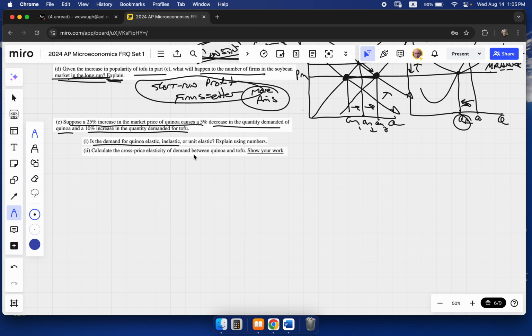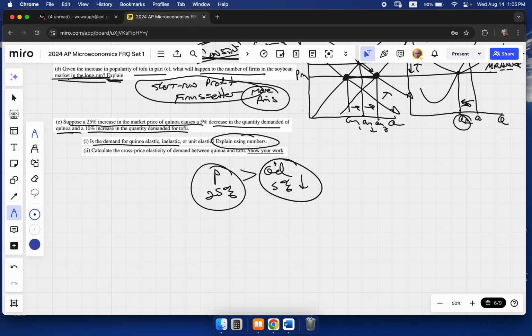Well, I know this immediately because they want you to use numbers, but the price increased by 25%, and the quantity demanded for the good went down by 5%. So the price increase was greater than the quantity demanded decrease. Therefore, we know it's inelastic. Now, they want us to use some math. That's cool. We just have to find PED.